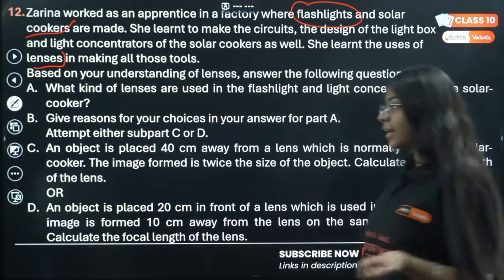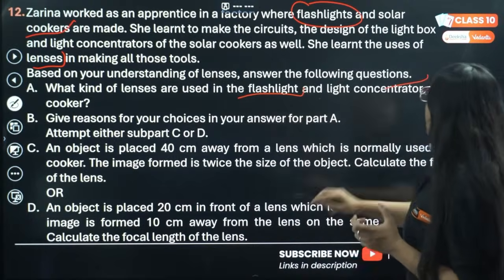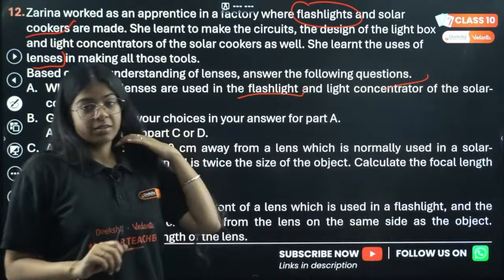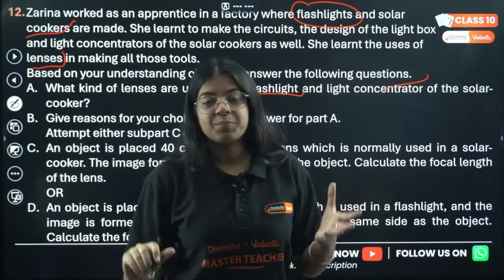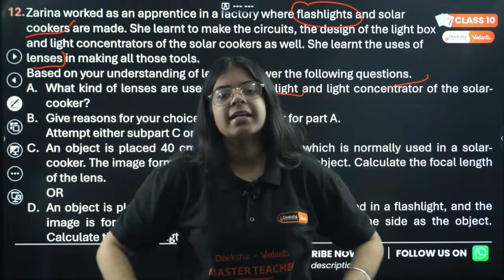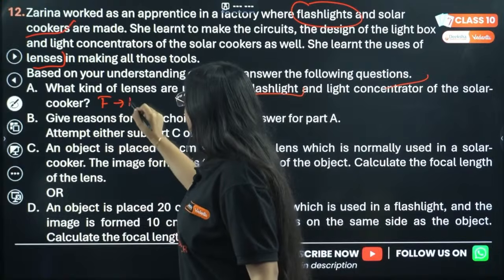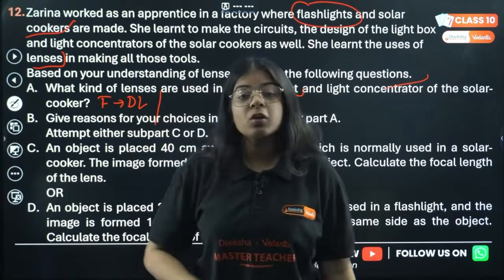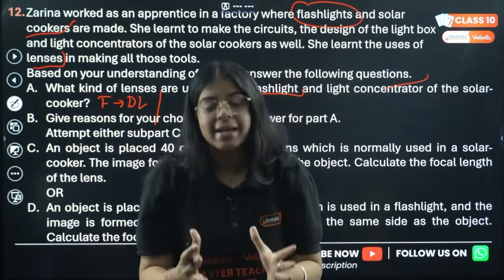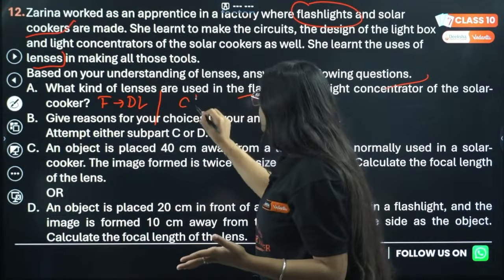Based on your understanding of lenses, answer the following question. Part A asks what kind of lenses are used in the flashlight and the light concentrator of the solar cooker. To see this, you need to understand two things. What is happening in a flashlight? In a flashlight, we have a small source and the light is getting diverged. So in my flashlight we will be using diverging lenses. In a solar cooker, a lot of light is coming from infinity, parallel towards the lens, and it's getting focused at a single point. So I am using a converging lens.